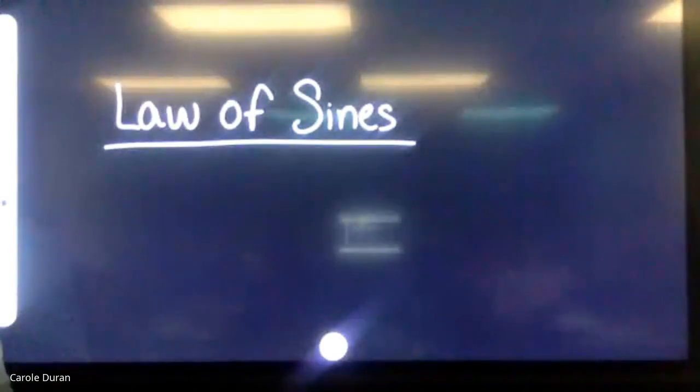So yesterday we did law of cosines. Today we're going to do law of sines. It kind of works in the same way. It's still used to solve non-right triangles. However, today we're working with a different set of equations. This should also be reviewed from geometry.